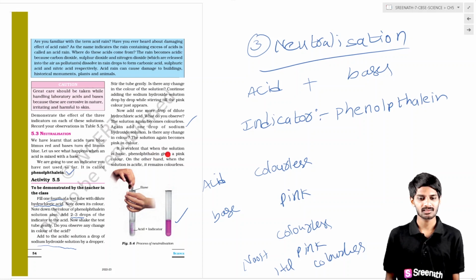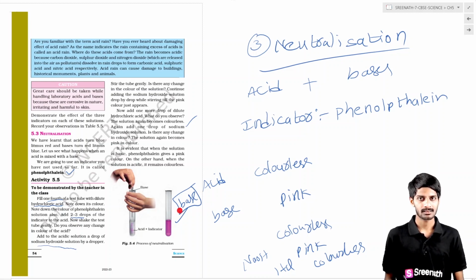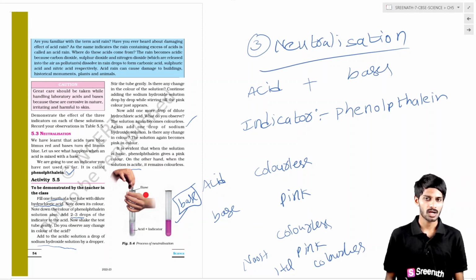So it is evident that when the solution is basic, phenolphthalein gives a pink color. When it is a base, the phenolphthalein indicator gives pink color. On the other hand, when the solution is acidic, it gives no color. So when there is a base, phenolphthalein will give pink color. When there is an acid, phenolphthalein becomes colorless.